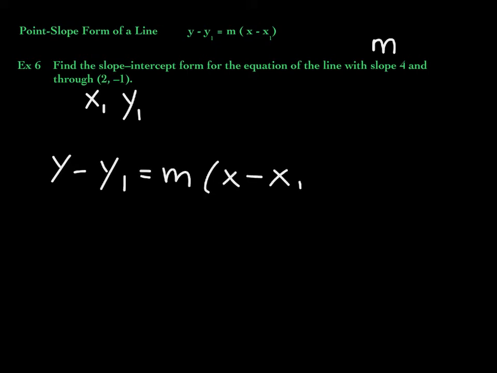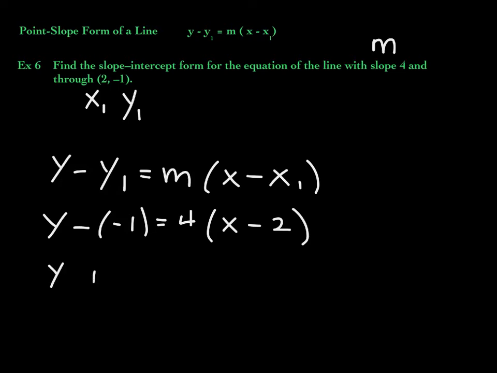I'm going to plug in what they gave me. Y minus negative 1 is equal to 4 times x minus 2. I plugged it in. Now, all I have to do to finish this is to solve for y. Because remember, slope-intercept form is y equals mx plus b. That is to say, y is isolated. So all we have to do is isolate y.